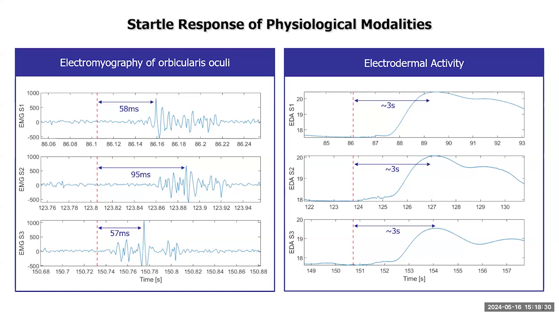2 responses of physiological modalities are further analyzed for another analyzed pilot. Those are the EMG and EDA signal shown on the left and the right, with measured latencies between the Startle onset and the peak of the measured signal.